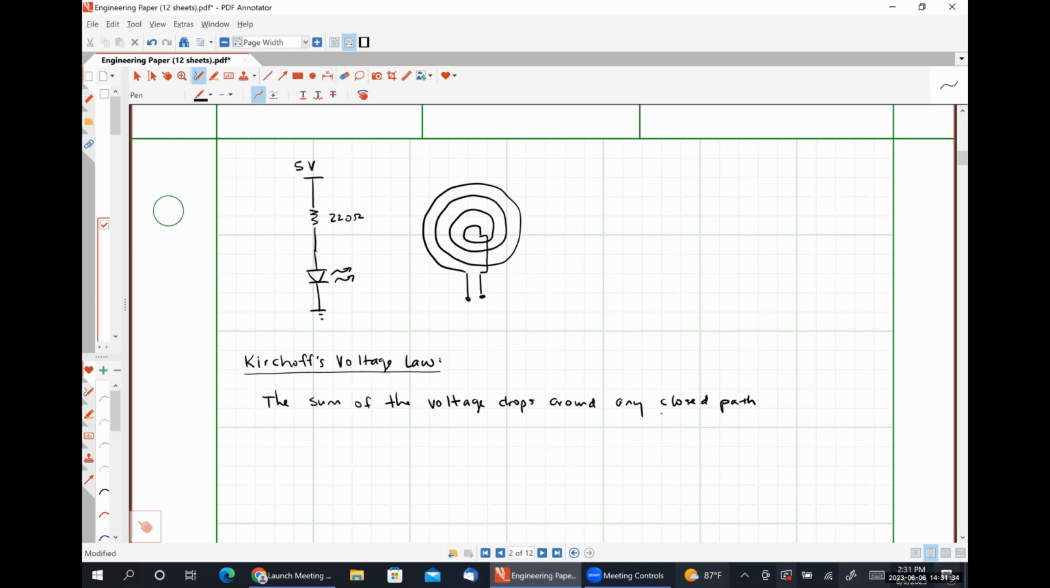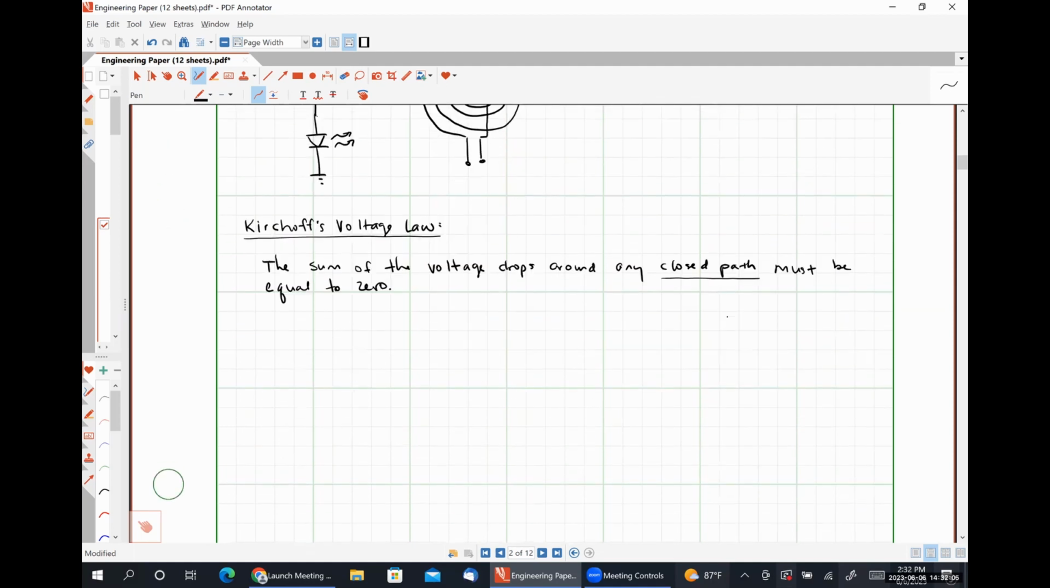I'm going to underline this because we need to talk about it in a moment. Must be equal to 0. You may have heard it described in your Engineering 120 series as the total voltage rise in the circuit must equal the total voltage drop. It's the same thing.